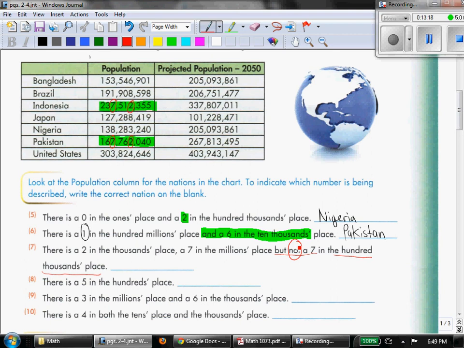Okay. So where's the 100,000th place? You count ones, tens, hundreds. It's going to be a third number, because the third number is always 100. So here's the third number in the 100,000th place. And which one of the 2 numbers that we highlighted does not have a 7 in the 100,000th place? It's Indonesia. This one doesn't have a 7 in the 100,000th place. So Indonesia.